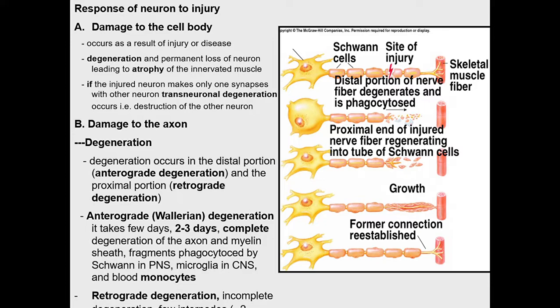As we said earlier, neurons are post-mitotic cells. For that reason they can't divide, so the regeneration ability of the neurons is very, very limited. Damage or injury to the neuron could occur either at the neuron cell body itself or at one of the processes, mainly the axon. Our concern is the axon.